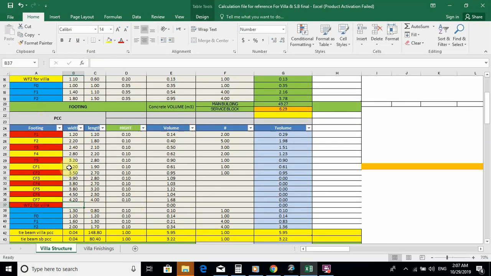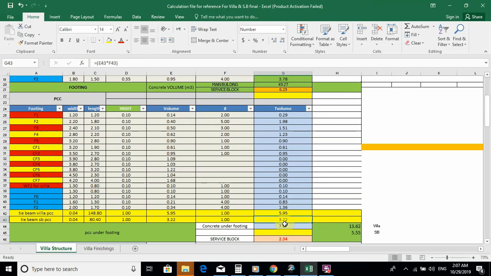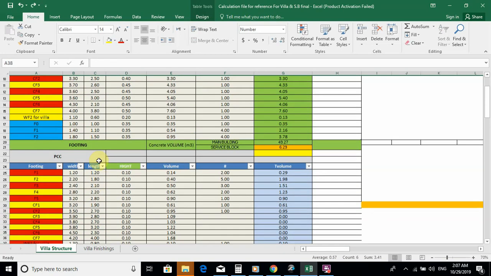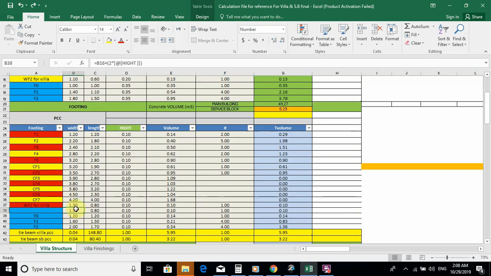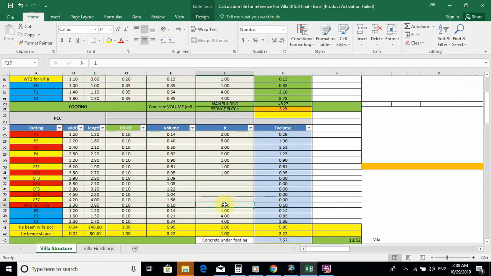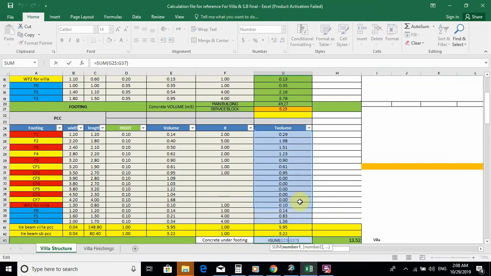WF2 for villa. It's supposed to be, because the BCC automatically adds the values. So after this footing, you included this. Something wrong here. Delete this. WF2 for the villa, and this automatically. You can see that something is wrong here.